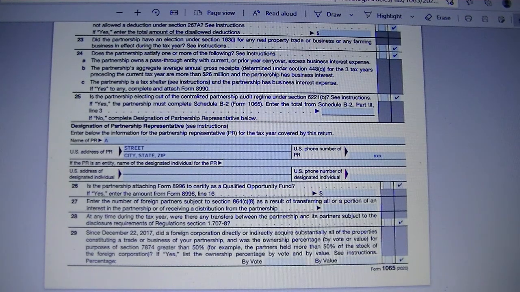1099, you need to issue one if you pay $600 or more to a contractor or a lawyer. So you will need to give them a 1099. Then, designation of partnership representative. If you say no, you'll enter your name if you are the one representing the business: your name, the street, zip code, phone number, and then you pretty much continue and finish up the Schedule B questions.